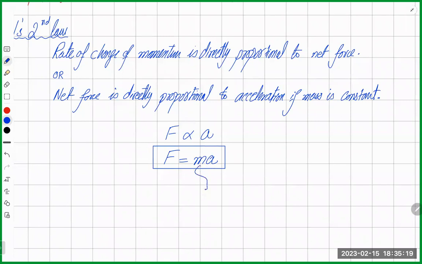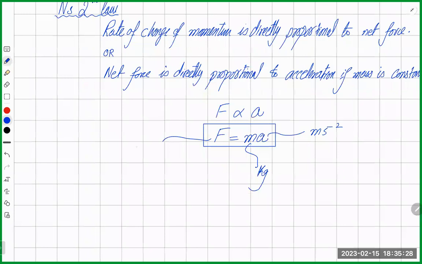Mass in this formula must be in kg. Acceleration must be in meter per second square. That means force will be in kg meter per second square, which is also known as Newton.